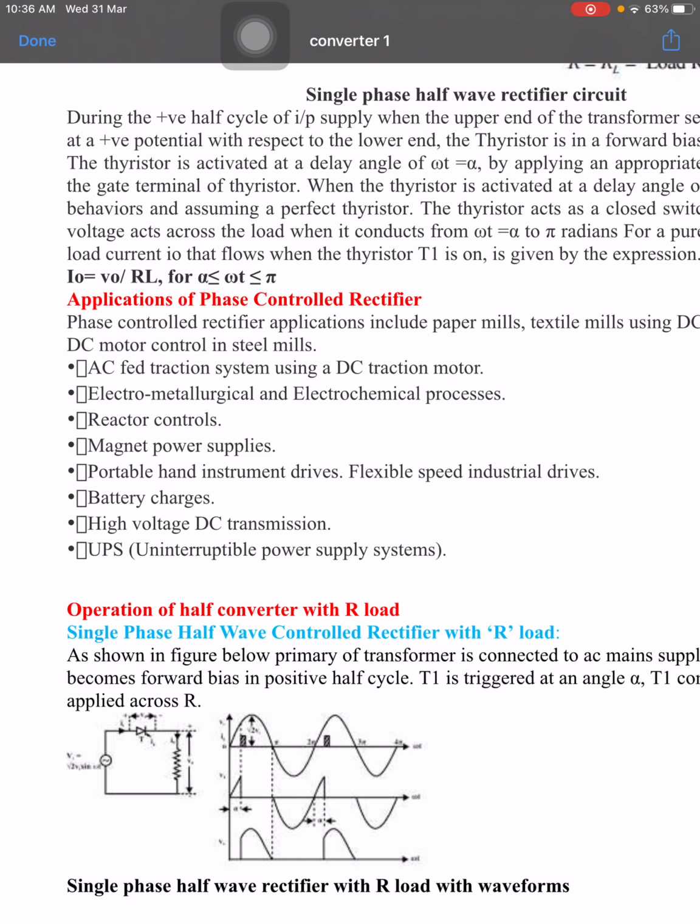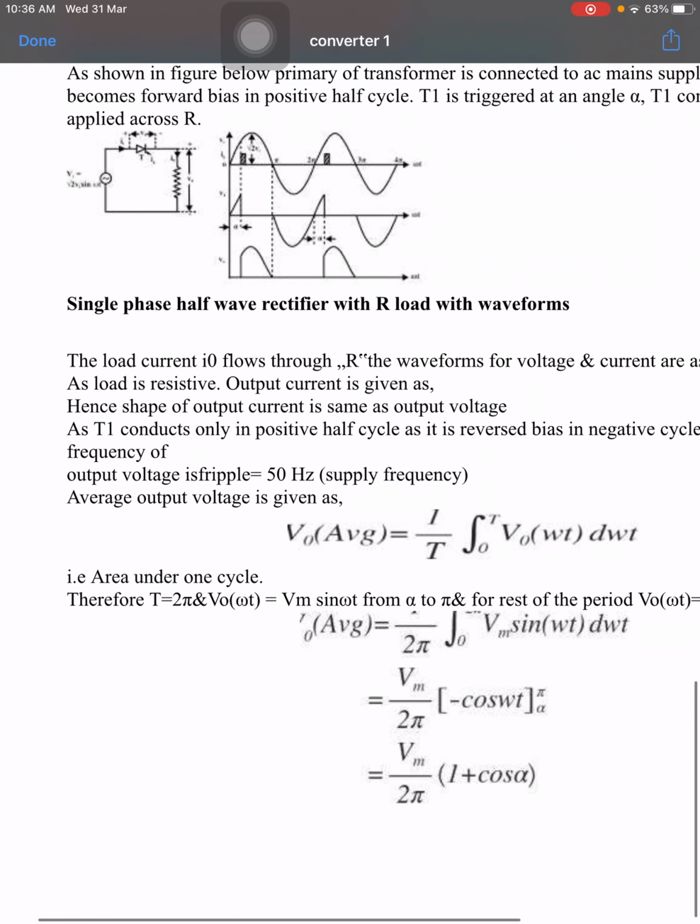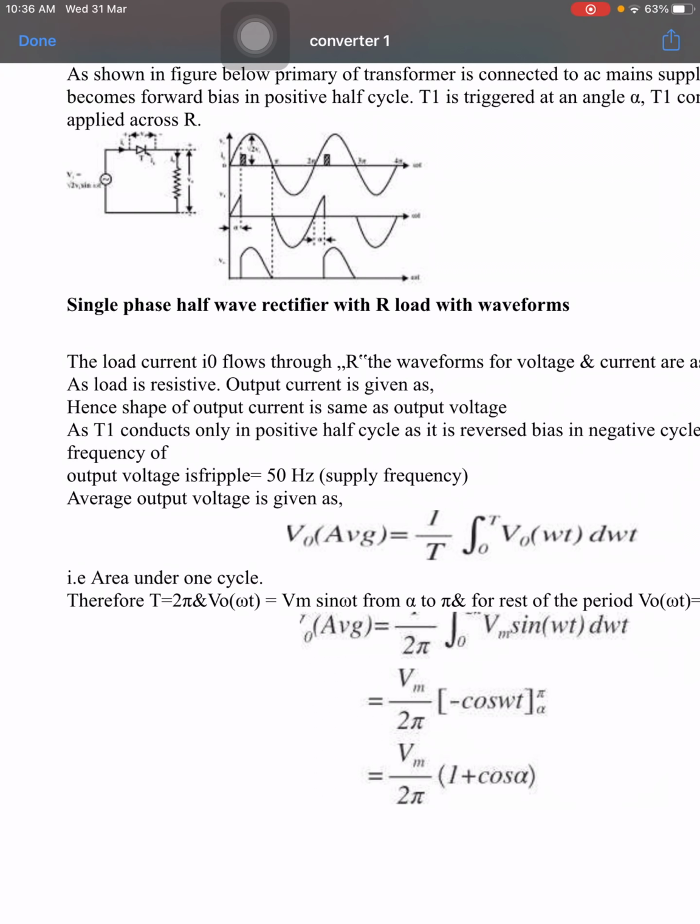That is the applications. So after this diagram, when T1 T2 conduct, we know that because of the AC supply the frequency should be constant, equal to 50 hertz. From this we are finding the average output voltage. What is the equation? The standard equation is 1 by T integral of 0 to T of V of t dt, or V naught of omega t we can consider. No issues on that, right?